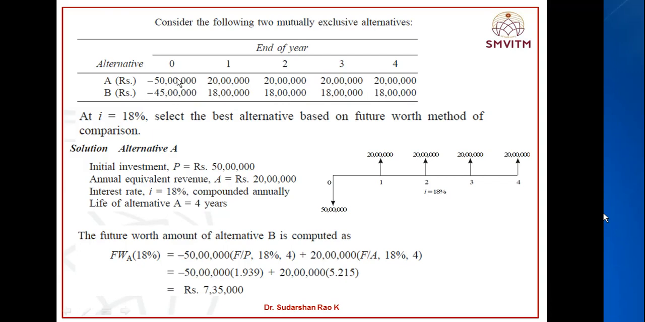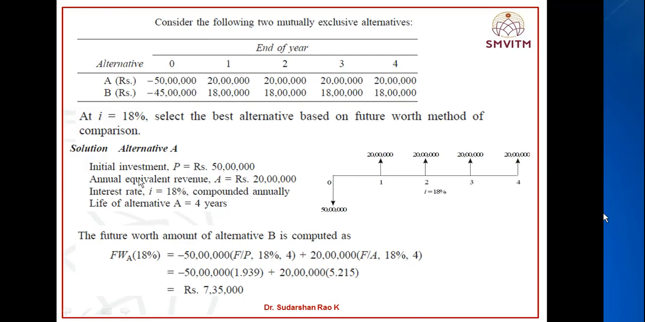So for alternative A, 50 lakhs is the investment and 20 lakhs is the annual return. Here is the cash flow diagram for the first alternative. How do we find the best alternative based on the future worth method, out of these two, A and B? For alternative A, from the cash flow diagram we can see 50 lakh rupees initial investment, the cash outflow, and 20 lakh rupees every year for 4 years. We find the future value at an 18% interest rate.